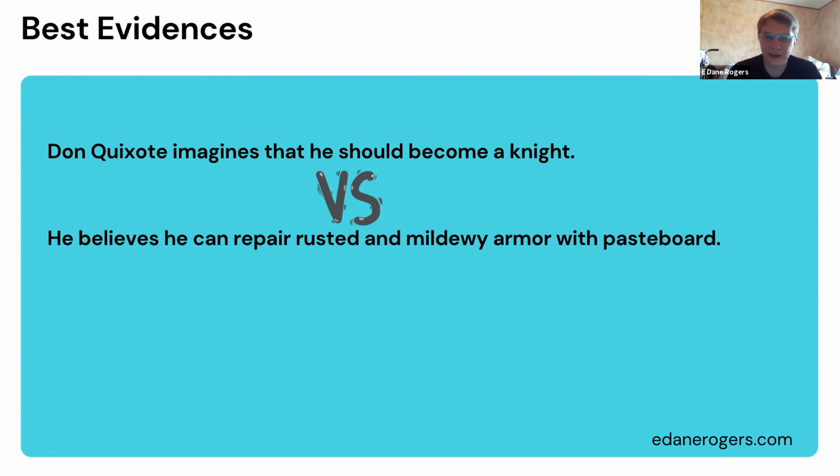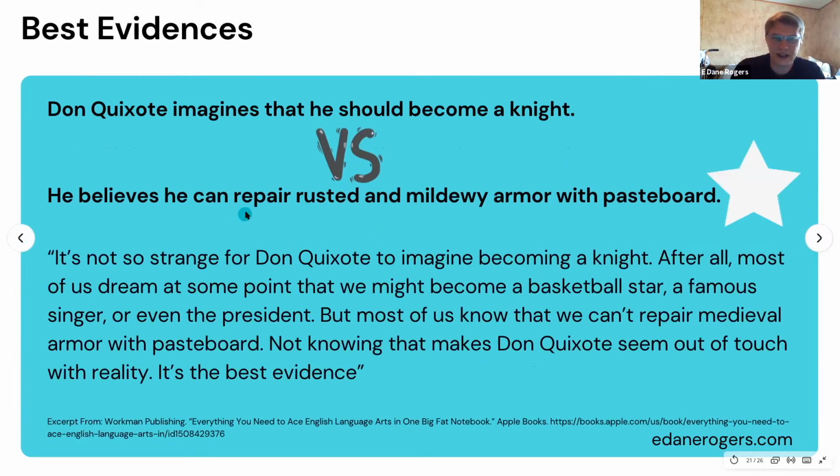But evidence number 1, Don Quixote imagines that he should become a knight. Well, most kids imagine that they could become a knight, right? This doesn't make one crazy. But the fact that he actually goes through with it, that's going to be stronger evidence. So it's not so strange for Don Quixote to imagine becoming a knight. After all, most of us dream at some point that we might become a basketball star, a famous singer, or even the president, but most of us know that we can't repair medieval armor with pasteboard. Don Quixote seems out of touch with reality.